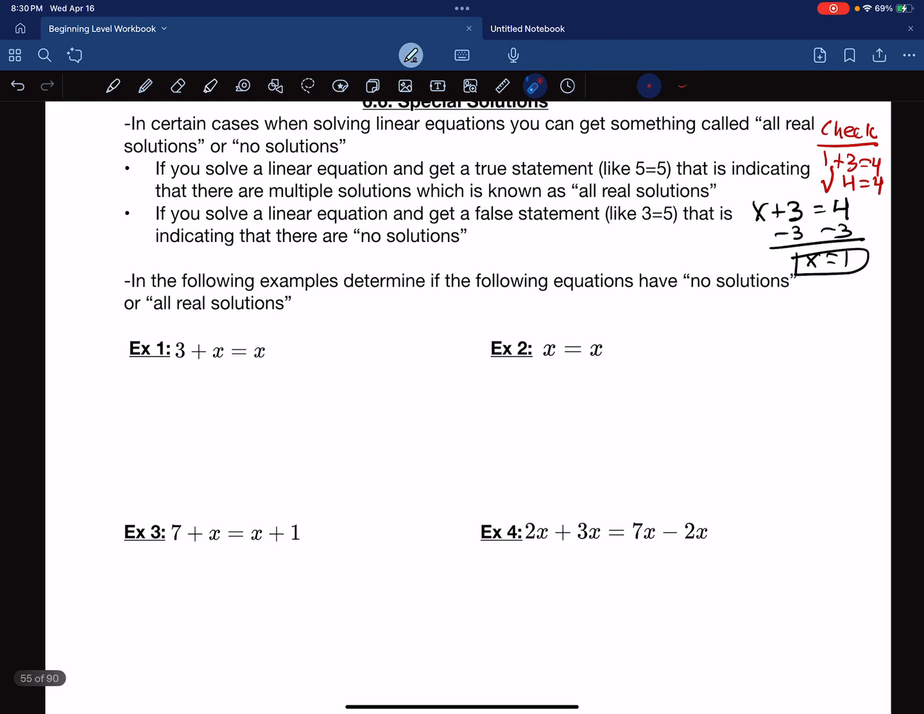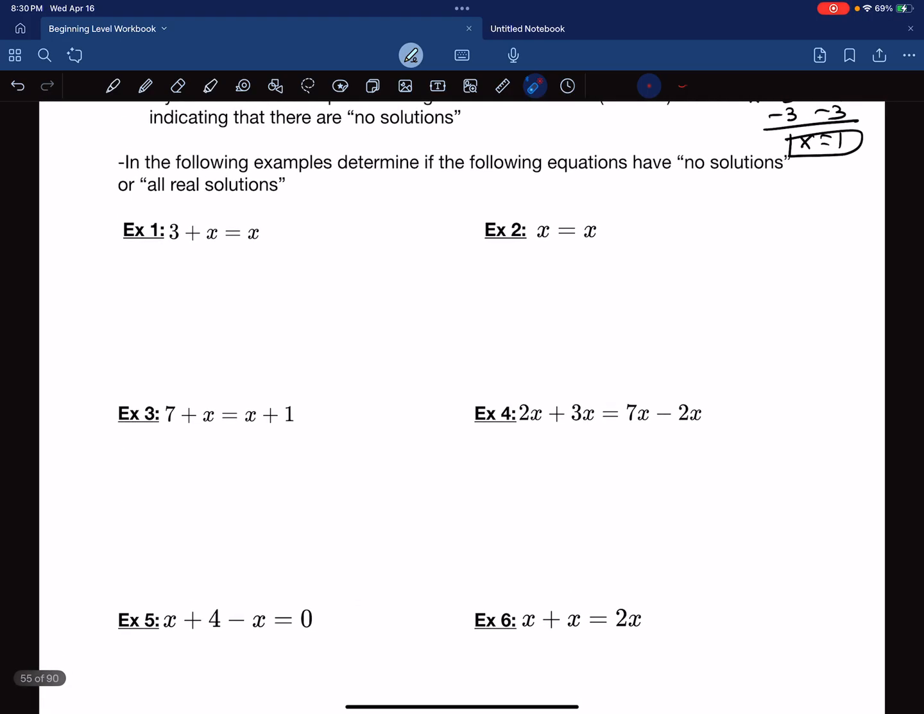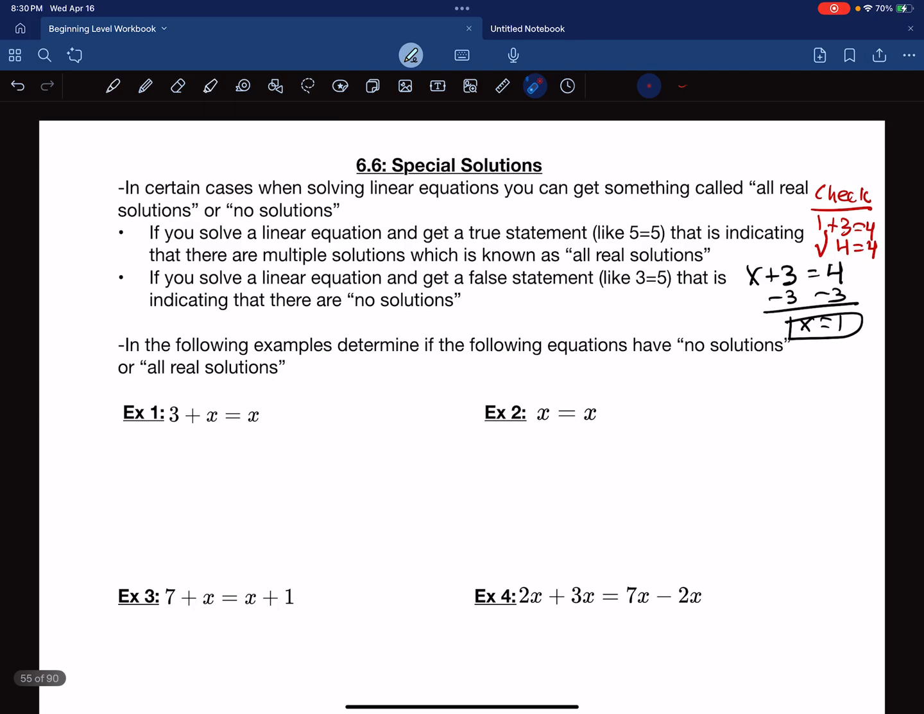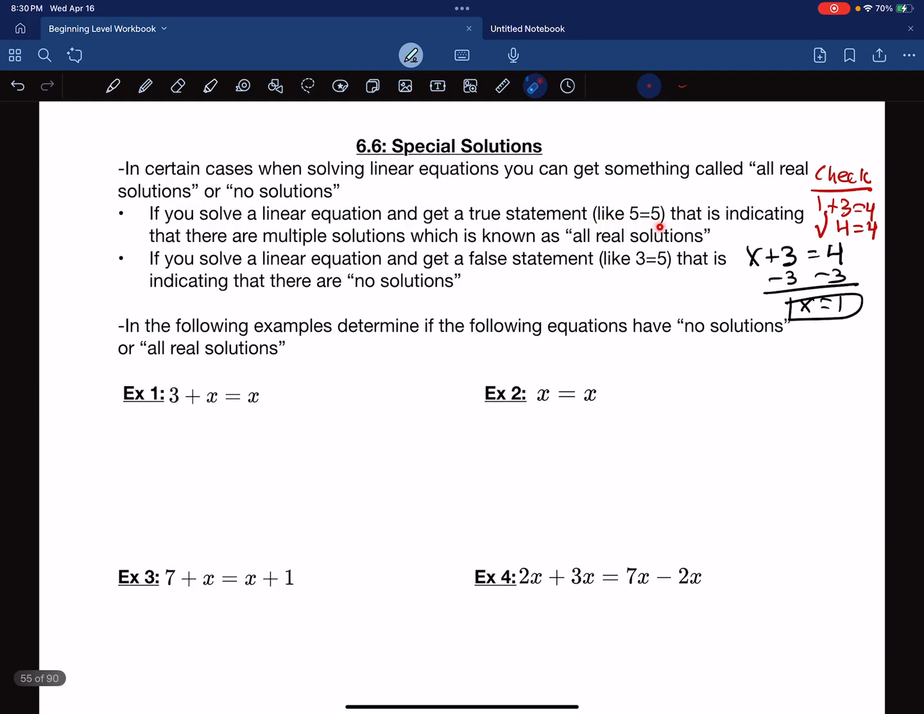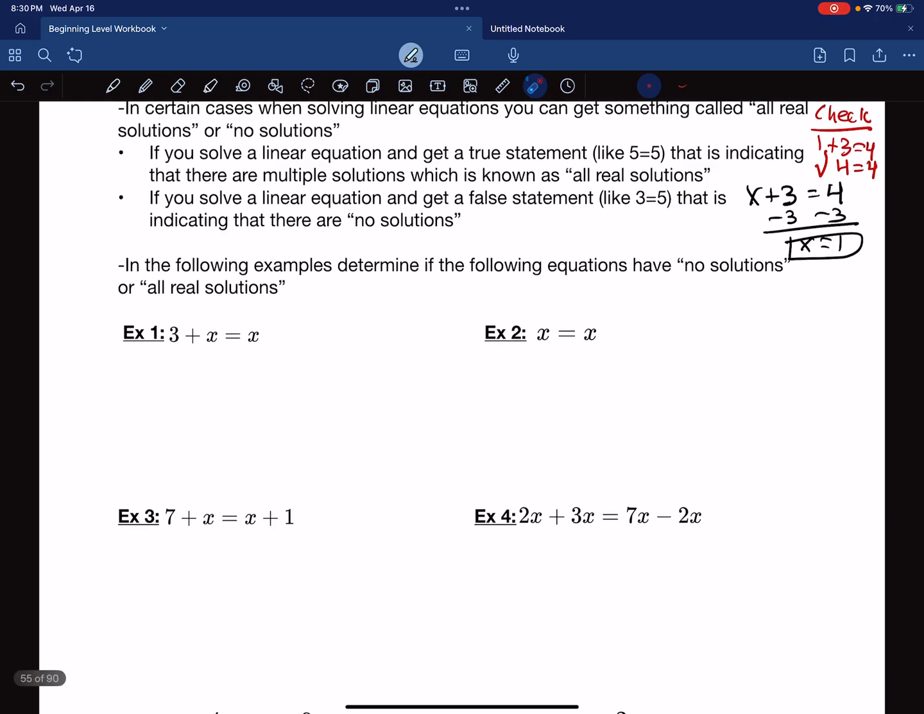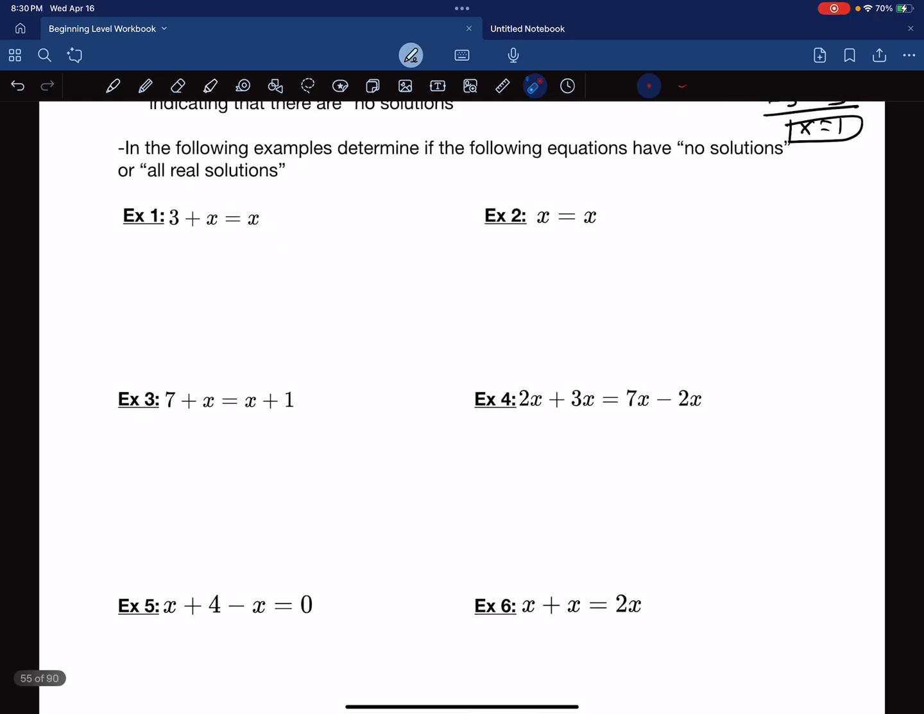So let's begin and work through this. We have to determine if the following equations have either no solutions or all real solutions. To do that, we're simply going to solve for x. When we solve for x, we are either going to get a true statement or a false statement. Let's see what we get when we solve for x in this first example. I encourage you to pause the video and try this one on your own. Now let's work through it together.